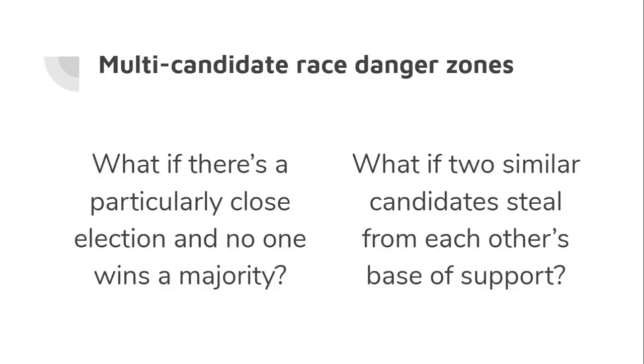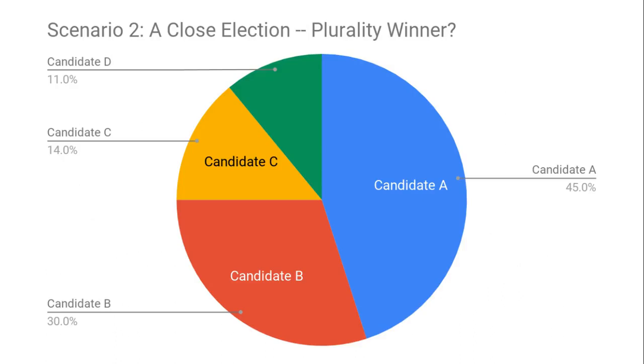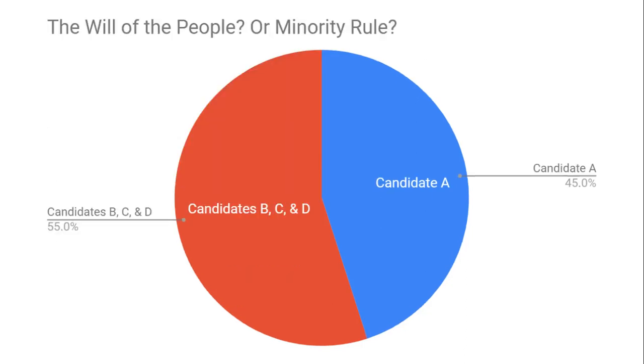But sometimes multi-candidate elections can fail voters. Once in a while, the vote will be divided among several candidates with no one receiving a majority. Let's look at scenario 2, a close election between four candidates. At first glance, the result again seems pretty straightforward. After all, candidate A clearly won the most votes. But a closer inspection reveals the truth. Although candidate A won the most votes, he still didn't win a majority of them.